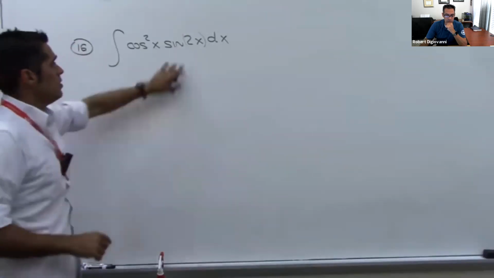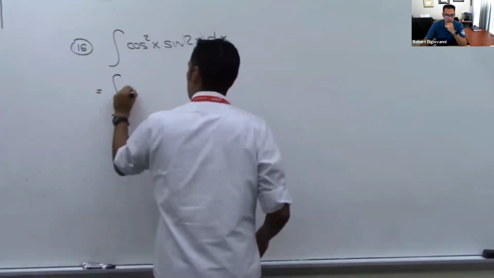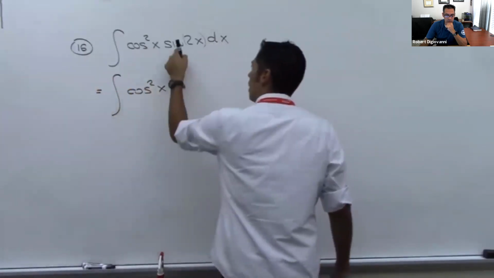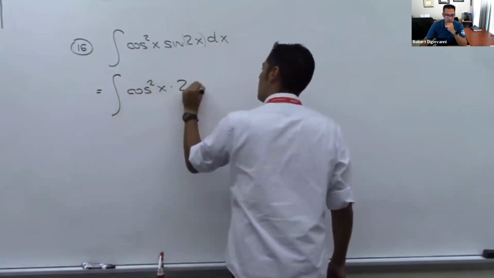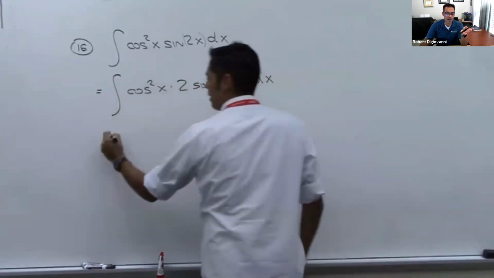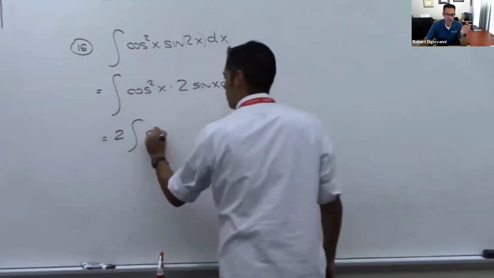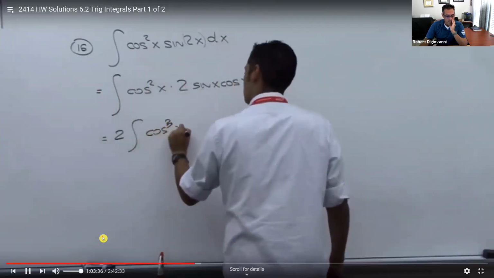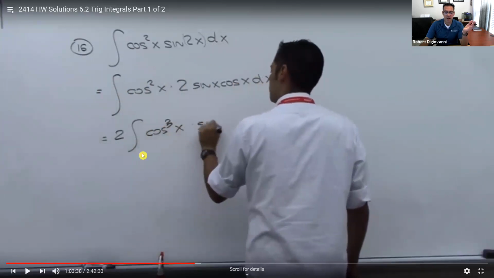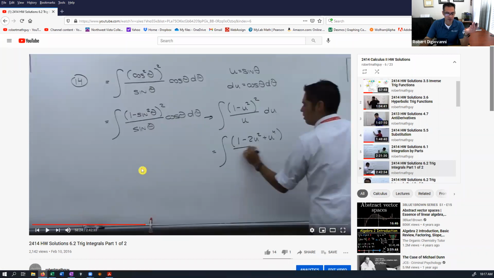So I'm going to use my double angle identity from pre-cal and rewrite sine 2x as 2 times sine x times cosine x dx. So that's the double angle identity. And put the cosine and cosine together, you get cosine cubed x times sine x. Okay, so I'm not going to continue with that problem. That's just to show you how I use that double angle identity. Okay, so here's another problem.